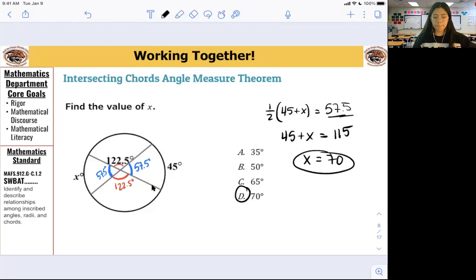Any questions on this one? Those of you who got it, good job. But do I have any questions, especially if you didn't? How did I get 57.5? Who can tell me? How did I get 57.5? I know Perla got it. I know Rios had it. How did you guys get 57.5?